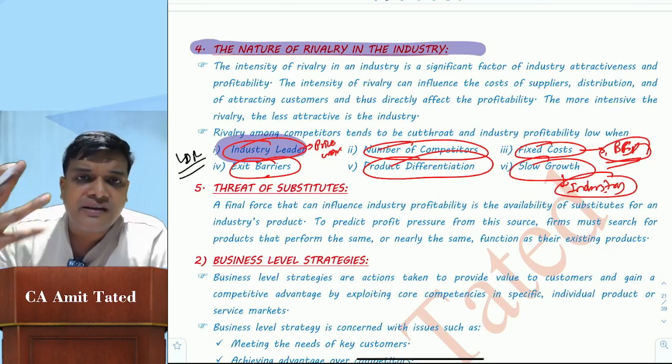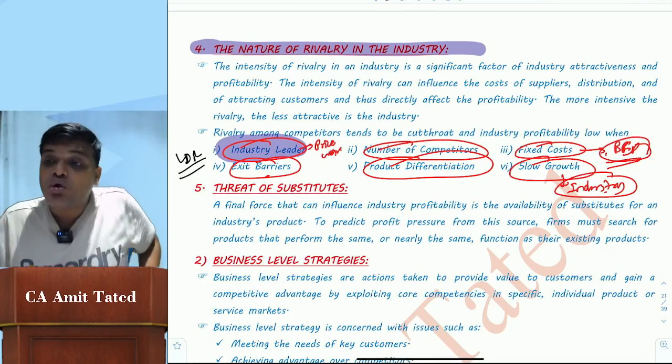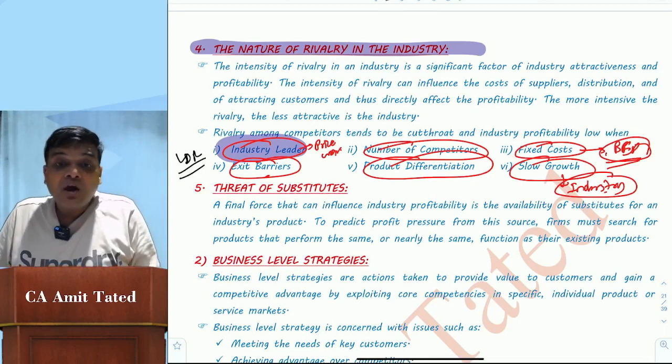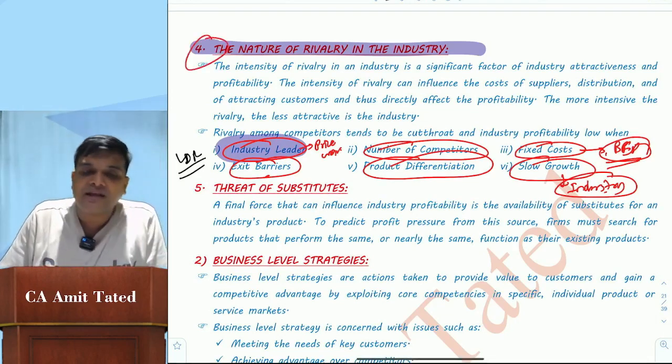See, if the industry is having good growth, the profit will be there. But if the industry is having slow growth, the profit will be reduced. Now, what will we be doing? We'll be fighting for each other's profits. That's it. This is your fourth point, rivalry.